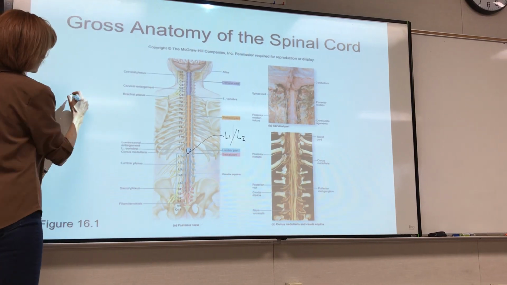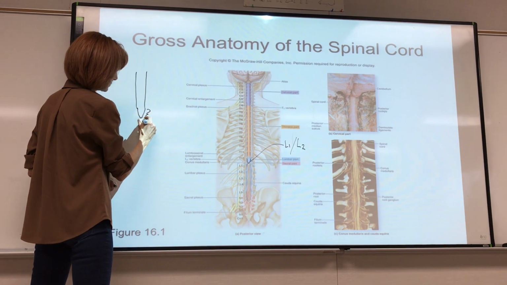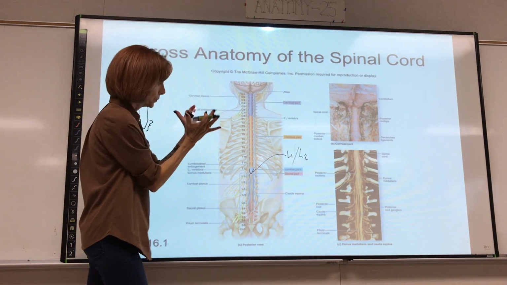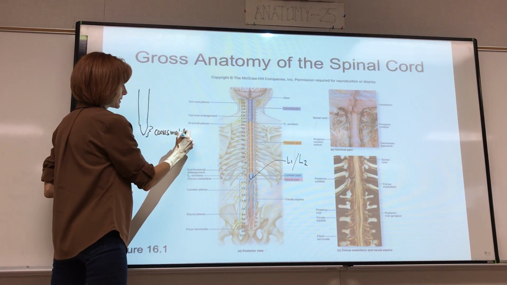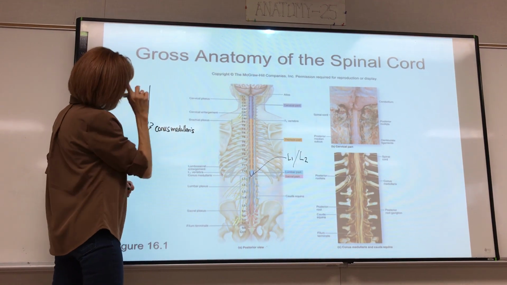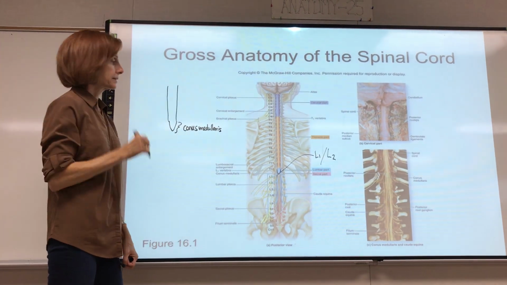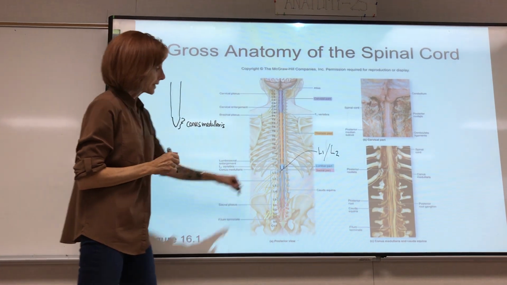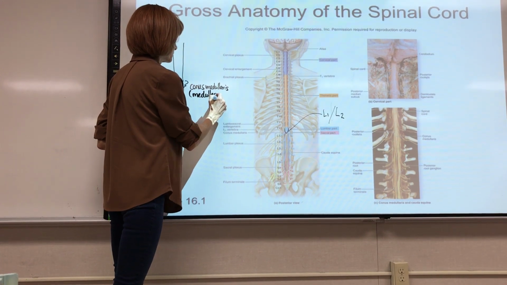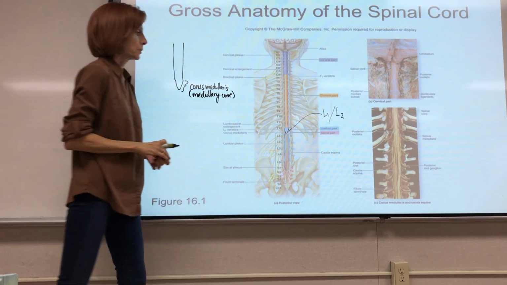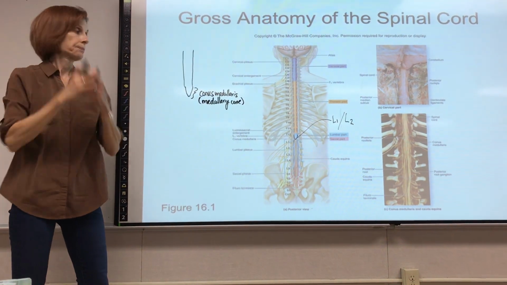Okay, so this ending of the spinal cord that you see here, that cone-shaped ending of the cord, if you were to take a look at that up close, you can see it's kind of a cone-shaped ending. That is called the conus medullaris. This is a large spinal cord. It's actually very narrow. But that is called the conus medullaris. You can also say medullary cone. You can call it either one.